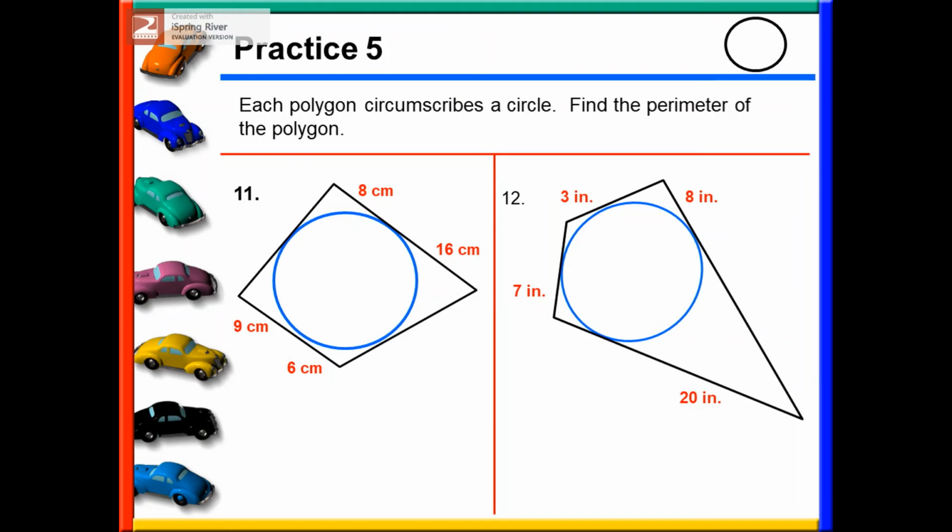Okay. For each polygon that circumscribes a circle, find the perimeter of the polygon. Number 11. We have this given figure. I'll give you 10 seconds to answer this question. Timer starts now.